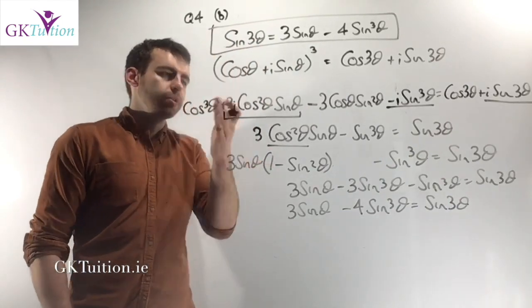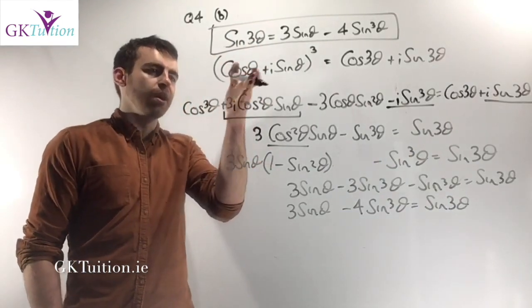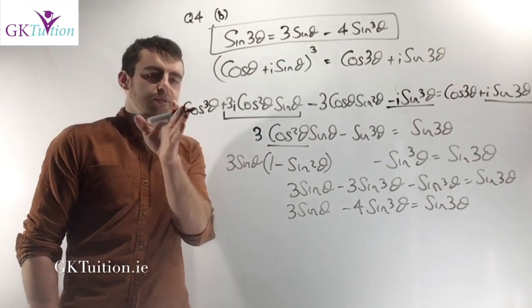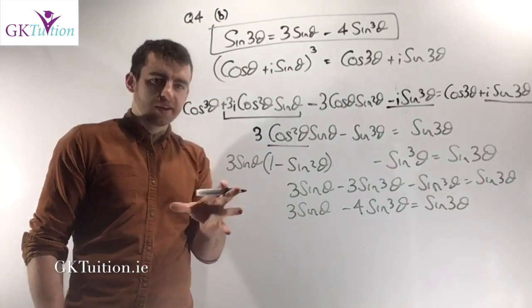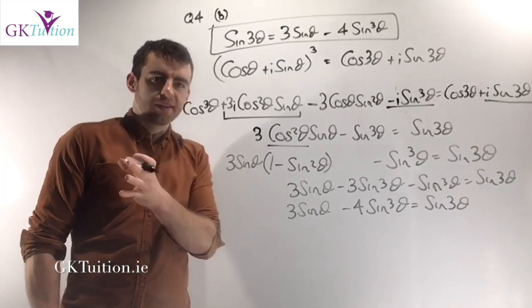So you'll notice I skipped a couple of lines in the middle there where you multiply cos theta plus i sine theta by itself 3 times to get to here. It's definitely worth your while practicing it. And when you're looking at this one, it's worth your while practicing the other one.